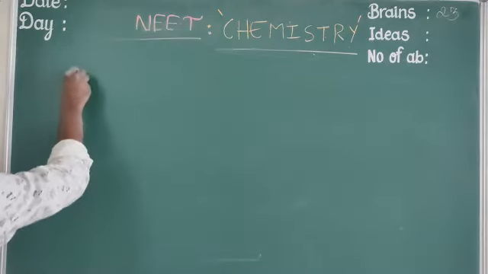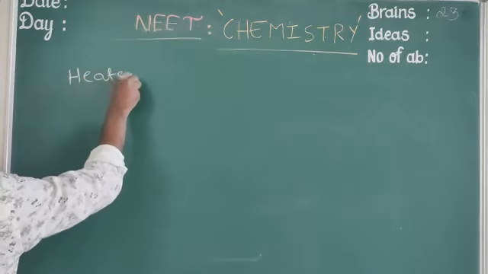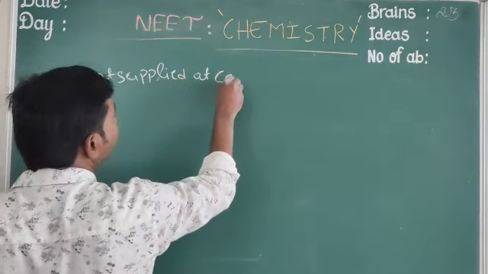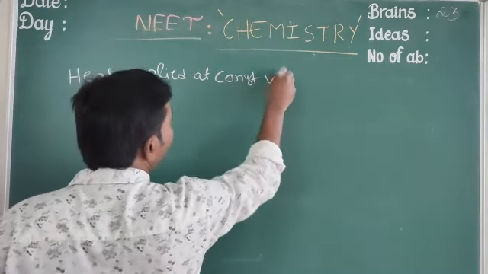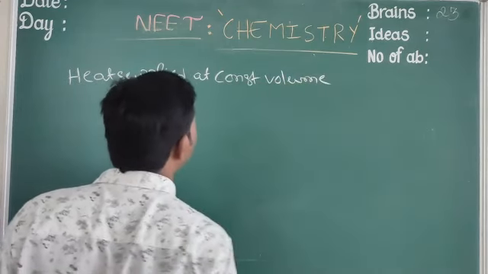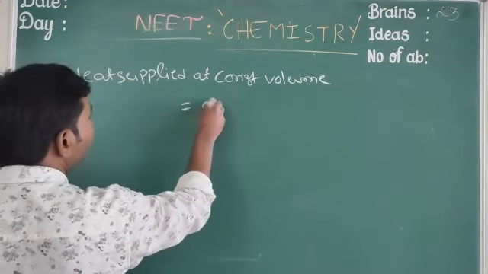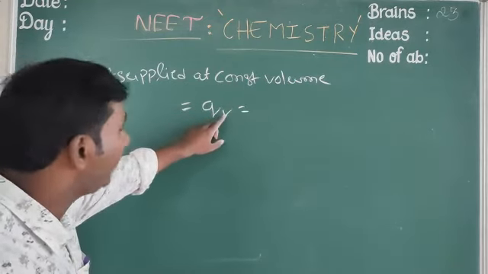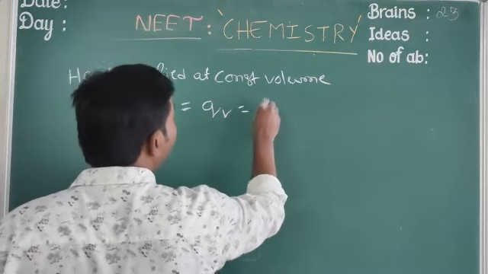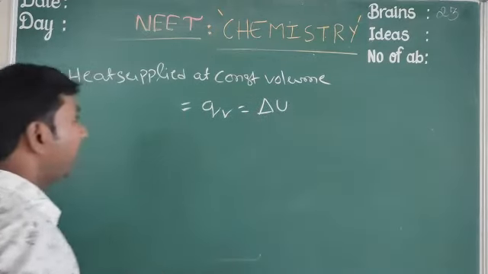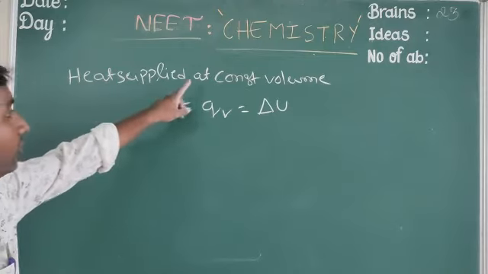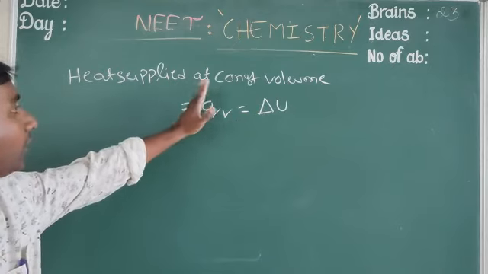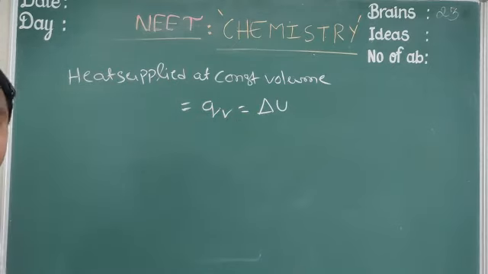Heat supplied at constant volume, Qv, equals change in internal energy. Okay, heat supplied at constant volume means ΔU. Remember, internal energy.